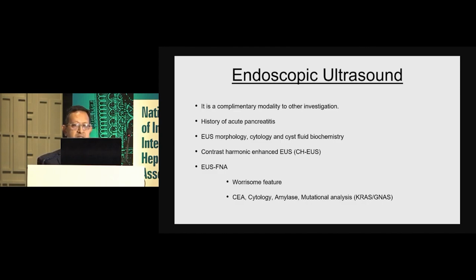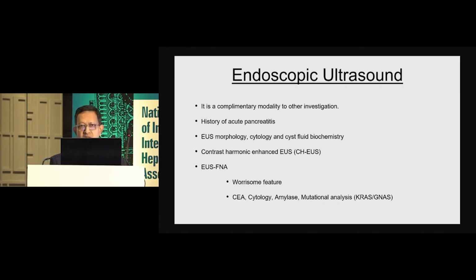Contrast harmonic enhanced EUS gives a better resolution, but again it should not be used at an early stage. It can give a better resolution for identifying the nodules, to identify the vascularity of the nodules and to see the septa. The contrast that is used is microbubbles. These are around 10 microns in size, and are introduced intravenously, and that can be picked up.